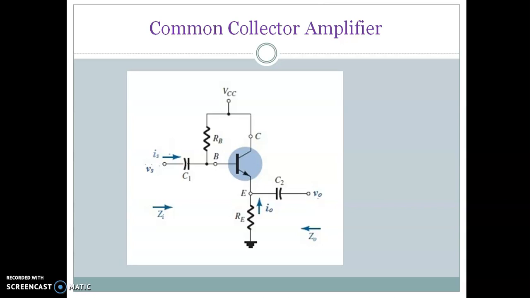So you can see the collector terminal has been directly connected to VCC. So the collector terminal is connected to the highest potential. Therefore we claim this as a common collector amplifier. So base is the input and emitter is the output terminal. So we want to do the signal analysis.